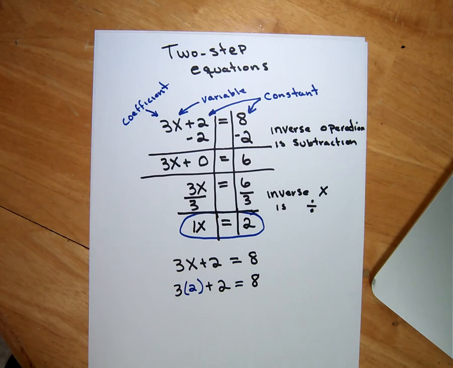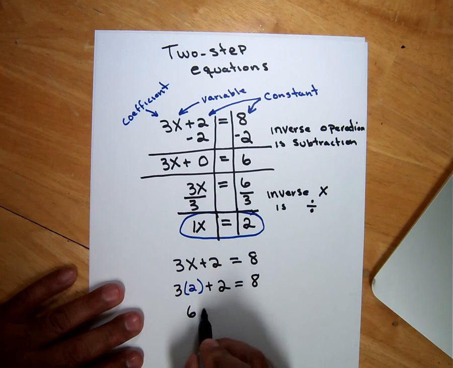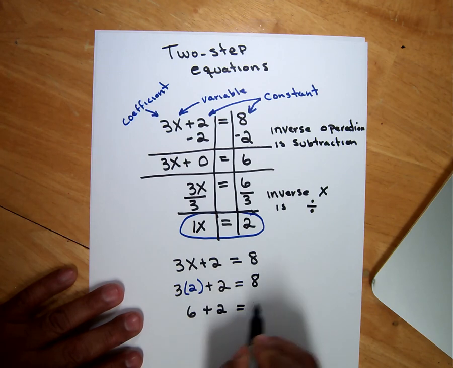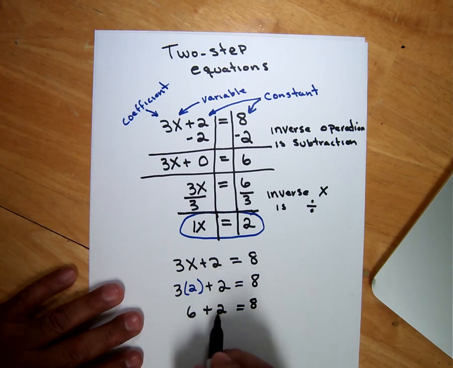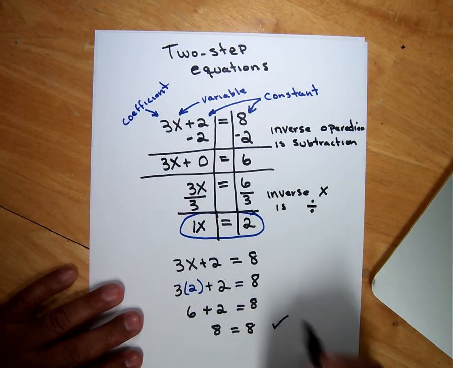Well, according to PEMDAS, we always do parentheses first. We don't have parentheses, so we're going to multiply. 3 times 2 gives us 6, plus 2 is equal to 8. And 6 plus 2 is 8, equal to 8, and our answer checks out.